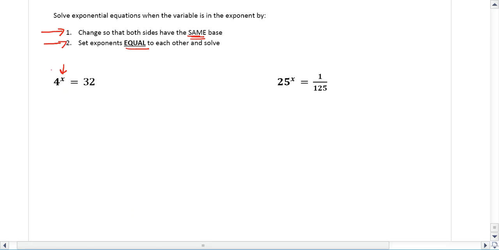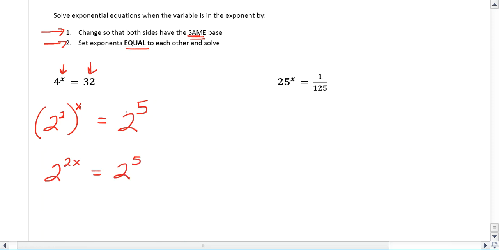So we're looking at our numbers. We have a 4 and a 32. Since 4 can be written as a base 2 number, 4 is 2 squared. So we have 2 squared, and we're raising it to the x power. So now if we can write 32 as a base 2 number, we're in business. Otherwise, we cannot proceed. And if we check, the 32 can be written as 2 to the 5th power. So I'm just going to simplify this exponent a bit. When we have a power raised to a power, we multiply exponents. So I can write this as 2 to the 2x equals 2 to the 5th.